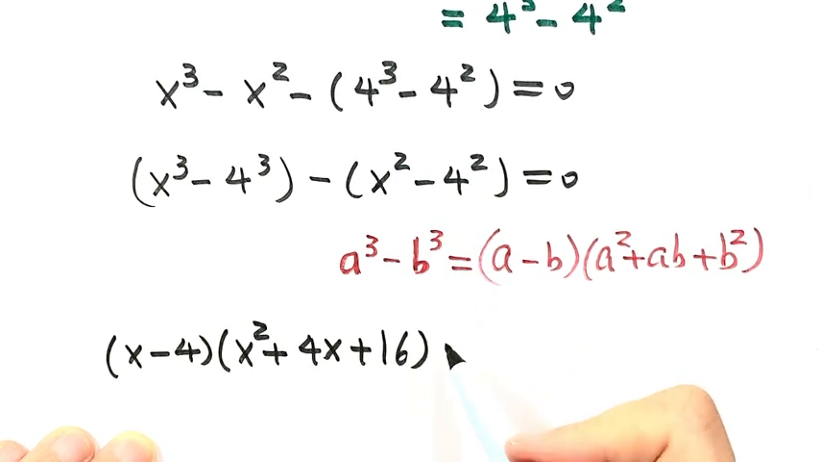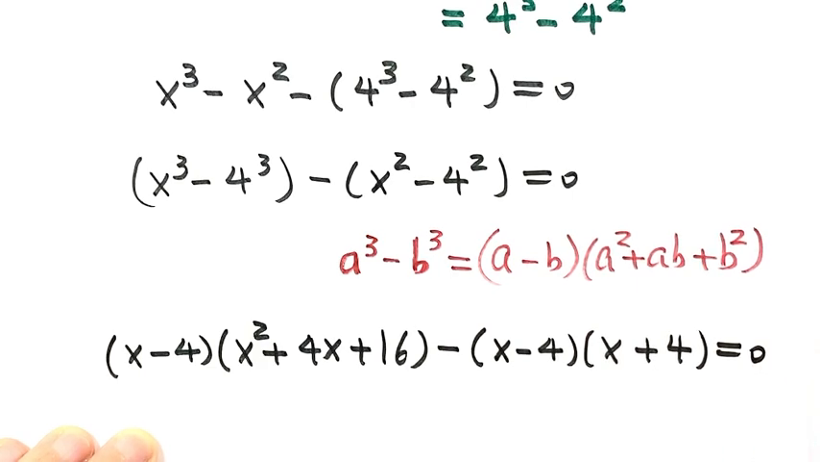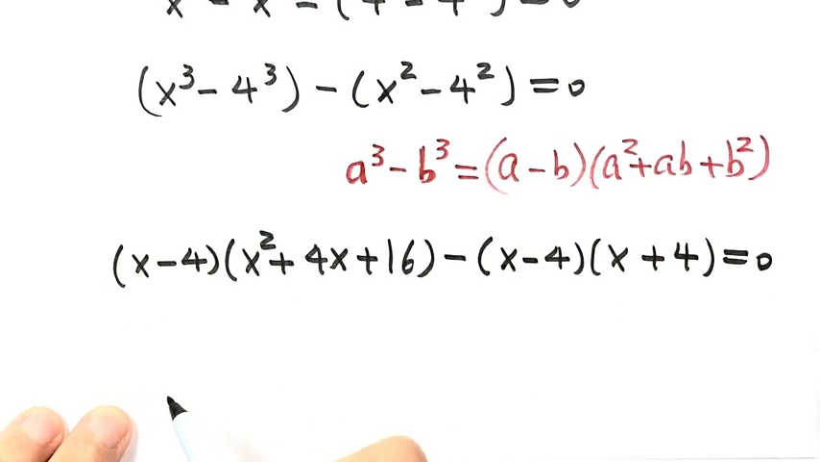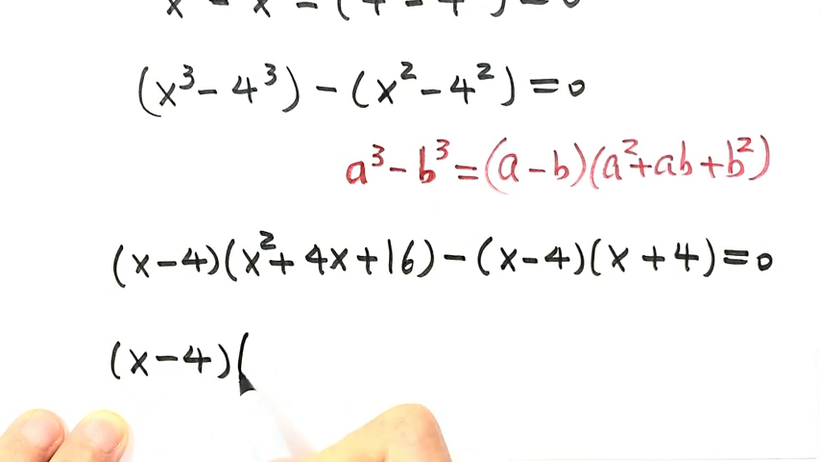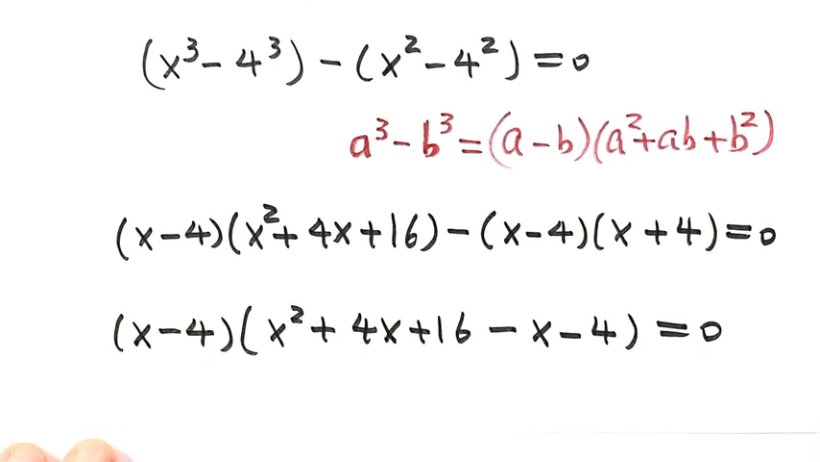Then the second part. Factor the second part, that's x minus 4, then x plus 4. Because they have a common factor, x minus 4. So take out the common factor, x minus 4. Then the first part. Then the second part. Here's minus x minus 4 equals 0.